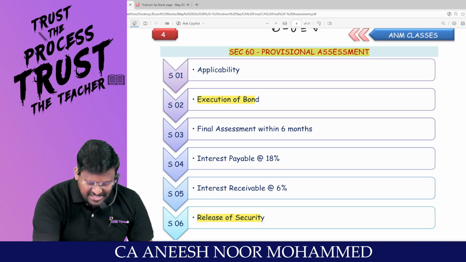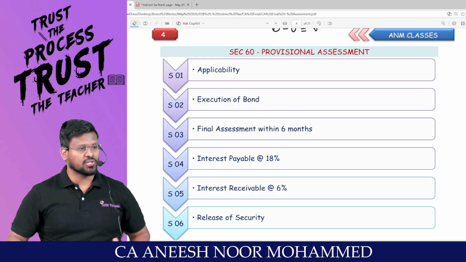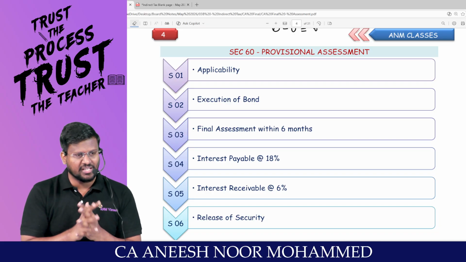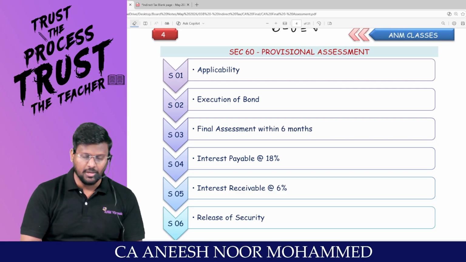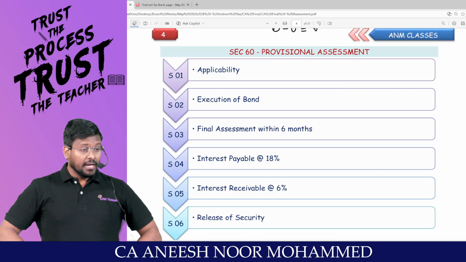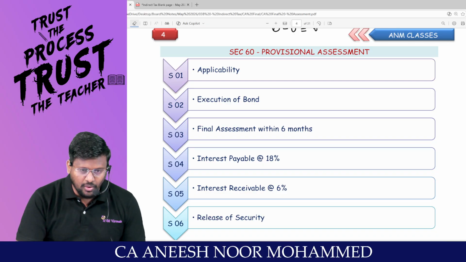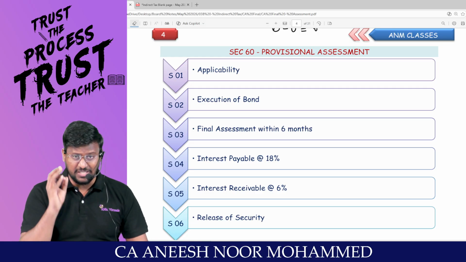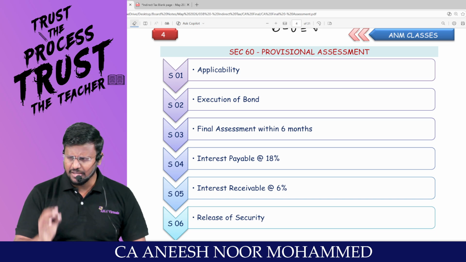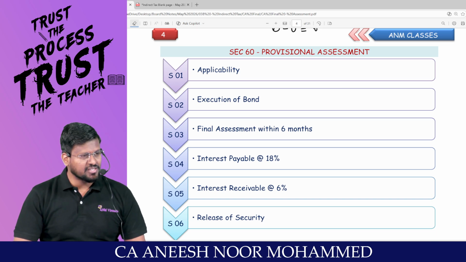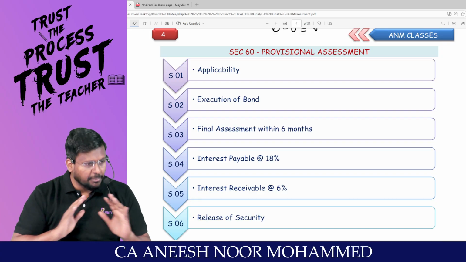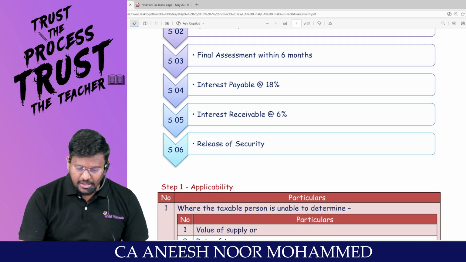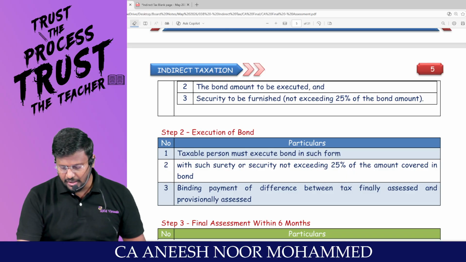That means section 60 is how many step approach? 6-step approach. Step number 1, applicability. First of all, every assessment you should understand for whom that particular assessment will be applicable. Number 2, execution of bond. Number 3, final assessment within a reasonable time. Once the final assessment comes out, what will be the consequences? Interest payable at the rate of 18% and interest receivable at the rate of 6%. Once the assessment is over, everything is pakka, certain conditions have been satisfied, you can ask for release of securities.